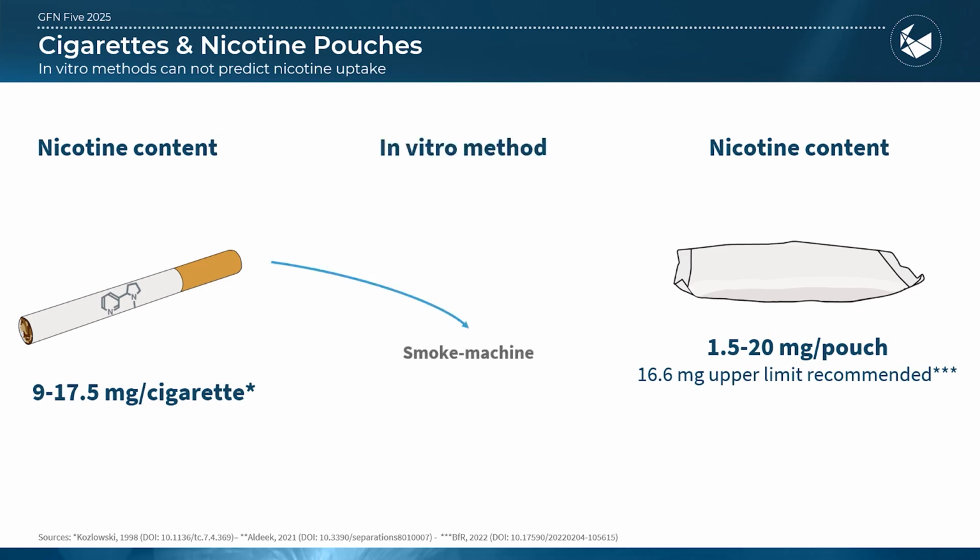In a smoke machine, using the ISO method, a cigarette is allowed to emit 1 milligram of nicotine according to the EU Tobacco Products Directive. There is no smoking machine for nicotine pouches. A suggested method by some regulatory bodies is to use dissolution, where a pouch is placed in a small container with liquid. This method often overestimates nicotine release from pouches.